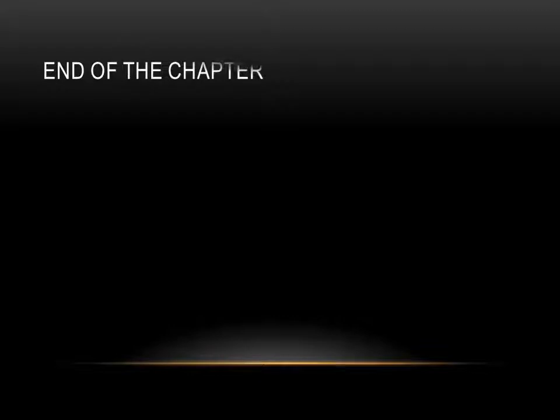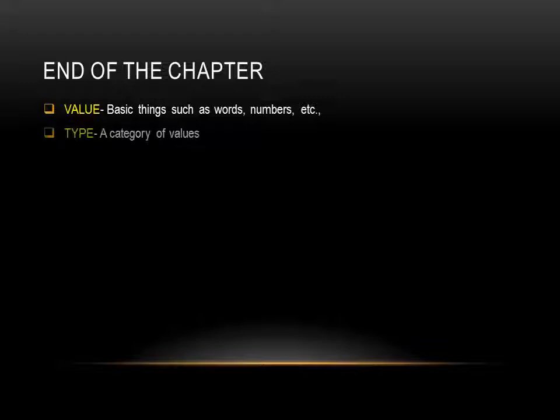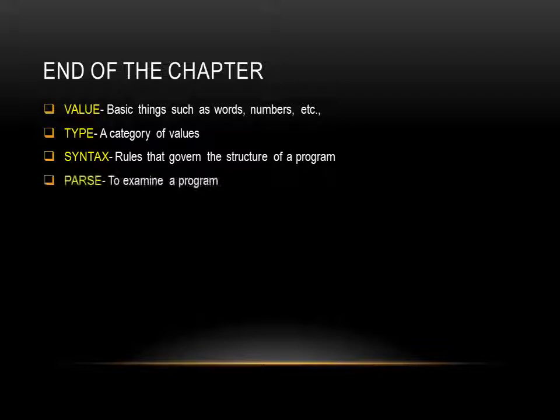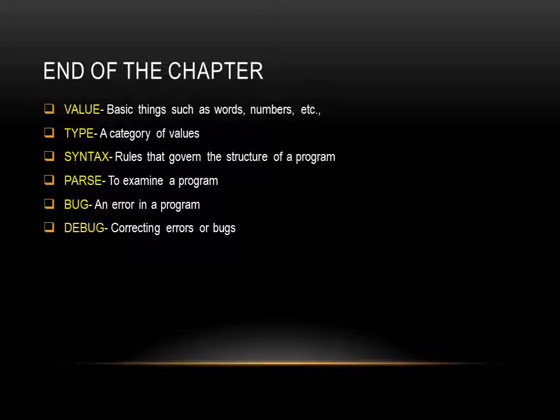At the end of the chapter, some terms: value, basic things such as words and numbers; type, a category of values; syntax, rules that govern the structure of a program; parse, to examine a program; bug, an error in a program; and debug, correcting errors or bugs.